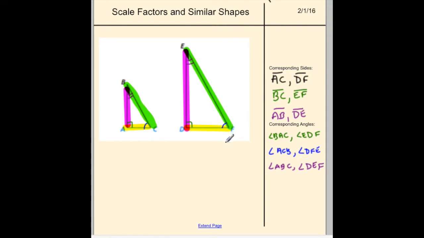And it's nice and easy as long as the shapes are done in the same orientation. We'll look at some in a minute where I twist them around a little bit and life becomes a little bit more complicated, because that's where math becomes fun.